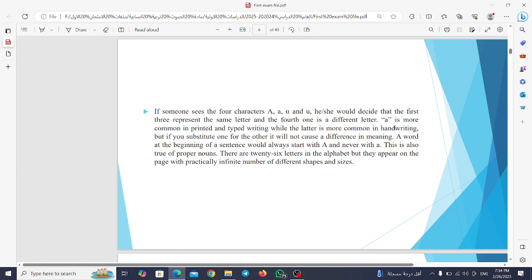The letter A is more common in printed and typed writing, while the latter is more common in handwriting. The last one is more common in handwriting. And the first one is a capital letter that comes at the beginning of a sentence. So this is the difference between the 3 forms of the letter A.